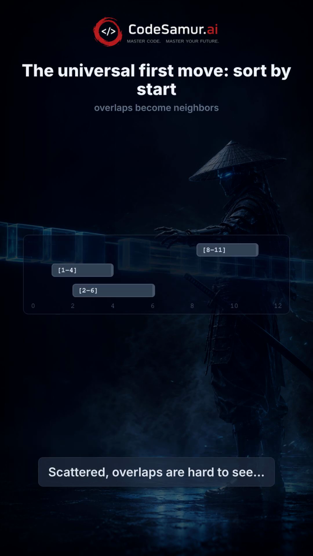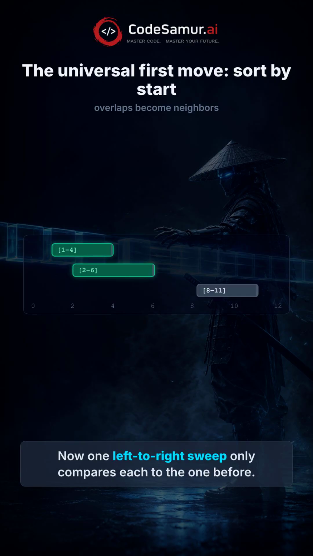So here is the universal first move for almost every interval problem. Sort the intervals by their start time. Once they're in order, any intervals that overlap sit right next to each other. Now a single left-to-right sweep can see everything it needs by comparing each interval only to the one before it.